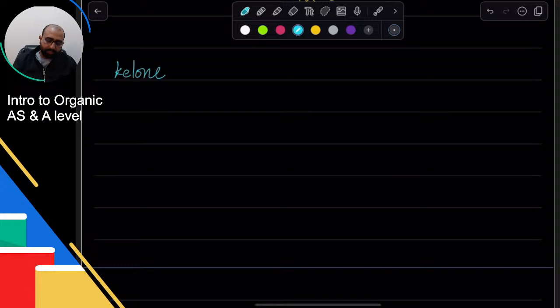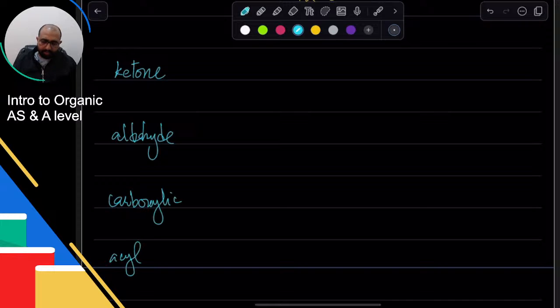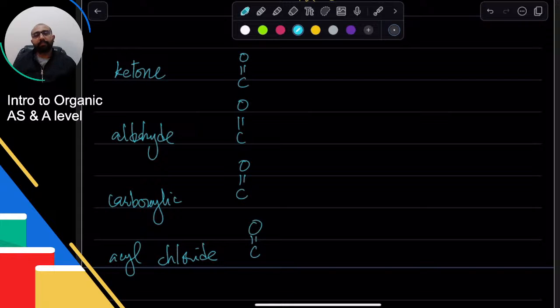Alright, then we have ketones. These are the next ones. Ketones, aldehydes, carboxylic acids, and acyl chlorides. They all have very similar things. Acyl halides or acyl chlorides, they all have carbon with a double bond to oxygen. That is what they all have. And because of that, they are very similar in some reactions that they do. Just as alkanes, alkenes, alkynes all have hydrogen and carbon only, these are all carbon with double bond oxygen.